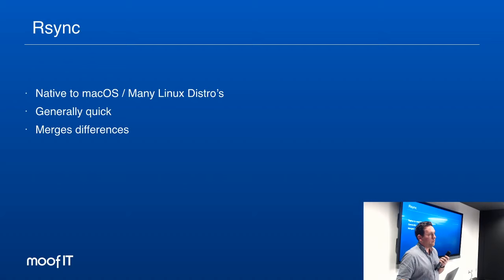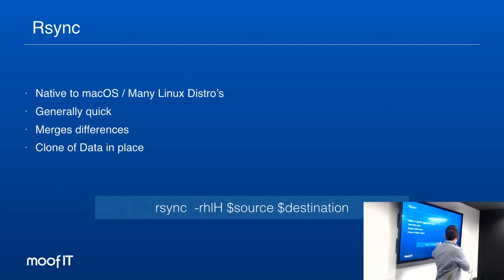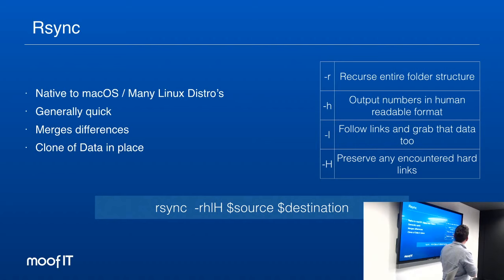Everyone knows rsync. So your simple rsync command: rsync, your variables, your source, your destination. That will clone your information from one place to another. And then your options for those files: -r to recurse all the way down, -h for human readable, -L for following links and grabbing all that information as well, and then capital -H to preserve any hard link files that you have.